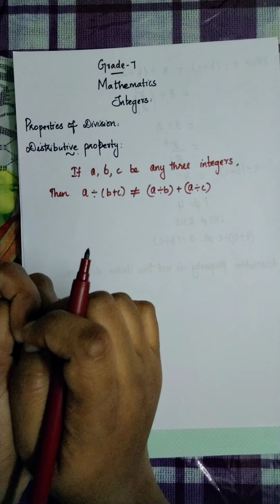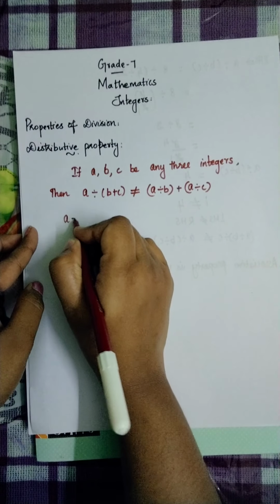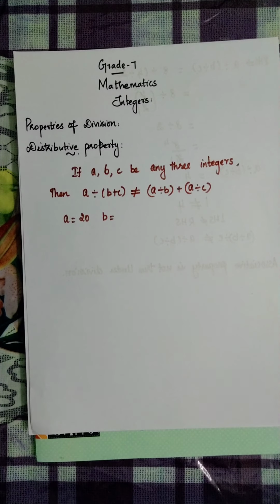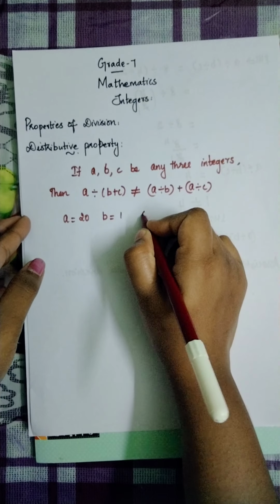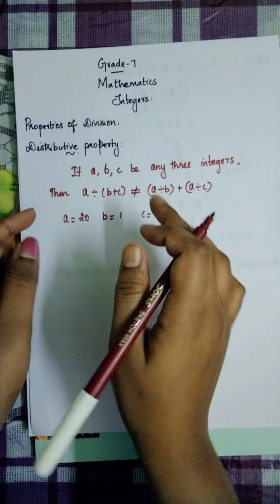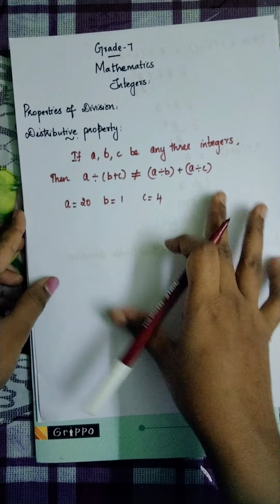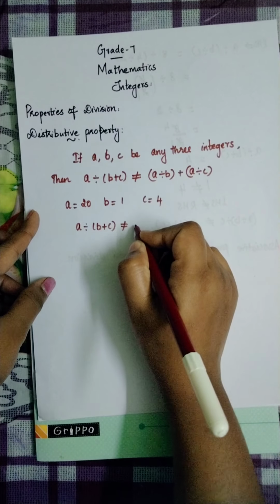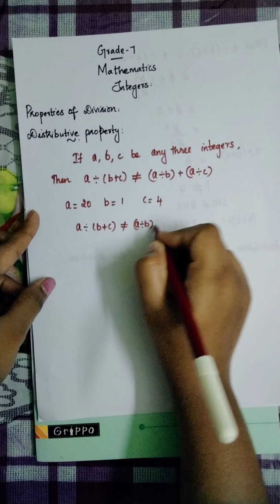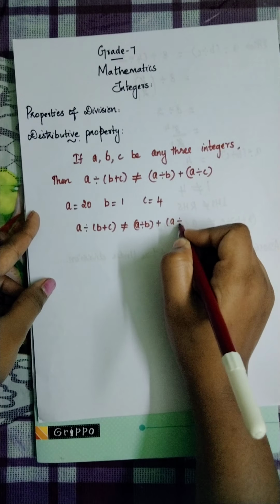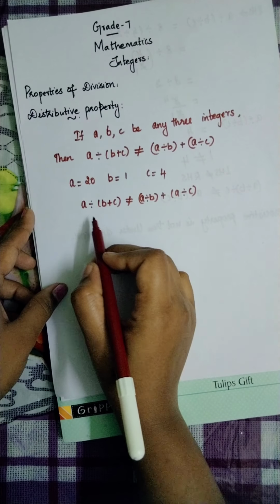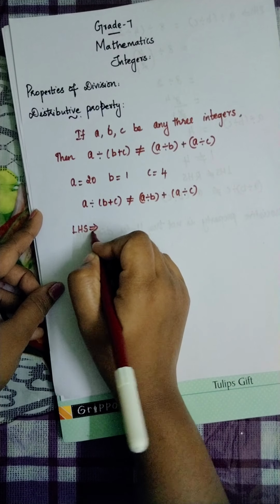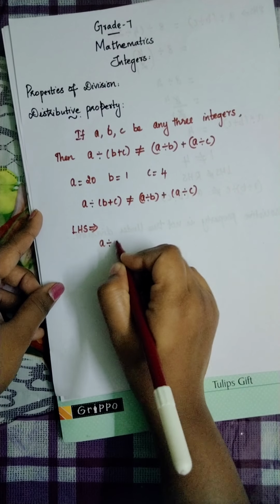Okay, we are going to check. Value for a is 20, value for b is 1 and value for c is 4. We are going to apply all the values in the above condition. What is our condition? a divided by (b plus c) is not equal to a divided by b plus a divided by c. First we are going to take the left hand side, that is LHS. What is the left hand side term? a divided by (b plus c).